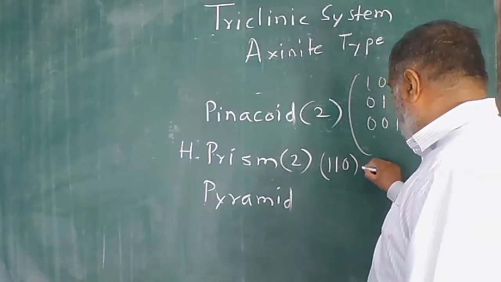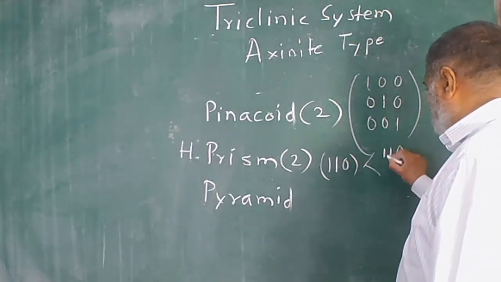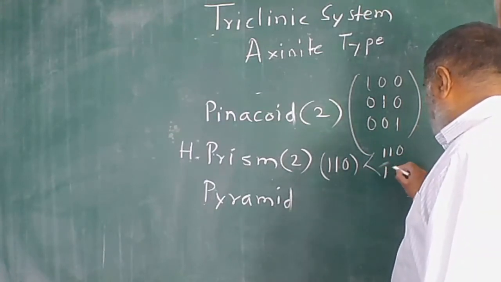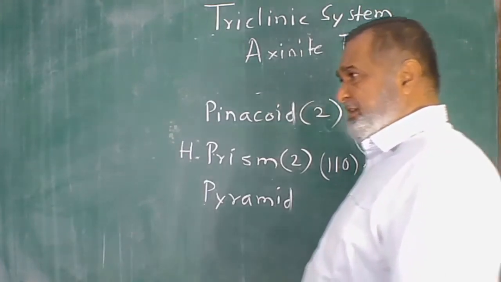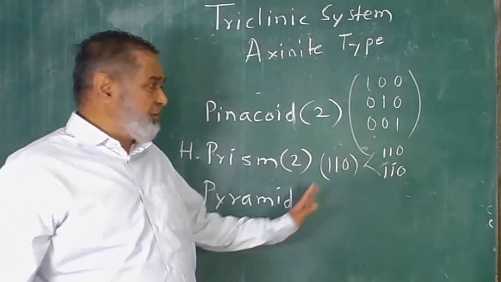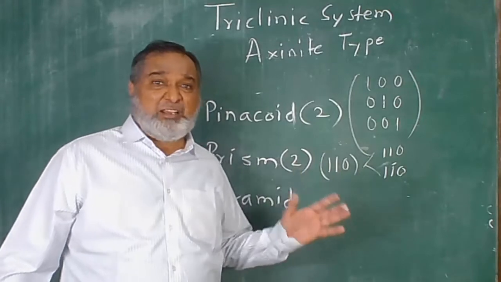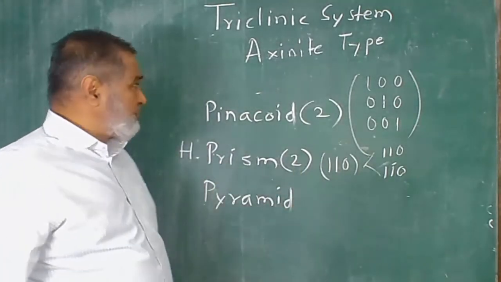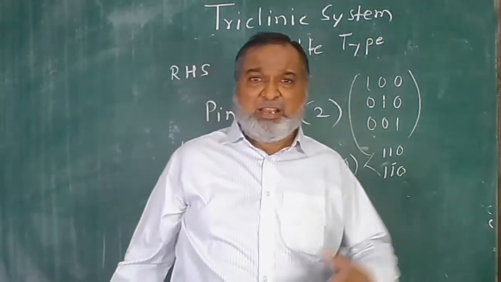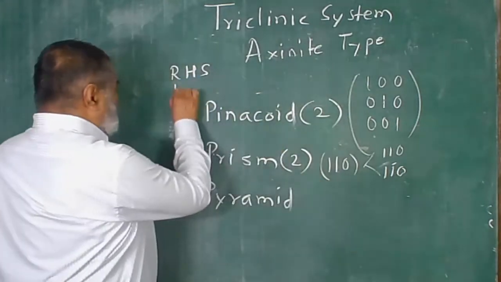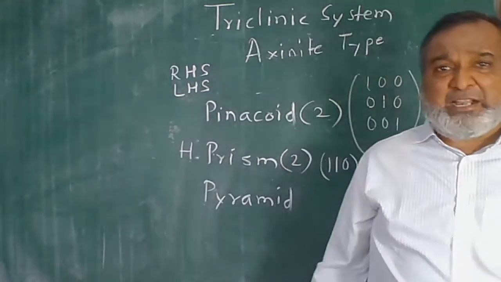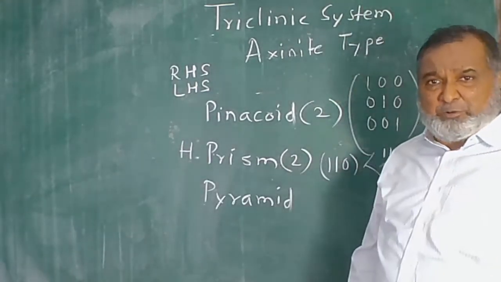And in that also, what are we going to make out? 1, 1, 0. A and B are going to cut your positive end. But in case it is going to cut the negative end of the B axis, cutting your A positive, then it will be what? The left hand and right hand. So RHS is called right hand. Right hand side hemiprism, left hand side hemiprism. So these are the two words we are going to use for the prism, left hand side and right hand side. For right hand side, we'll write indices 1, 1, 0.